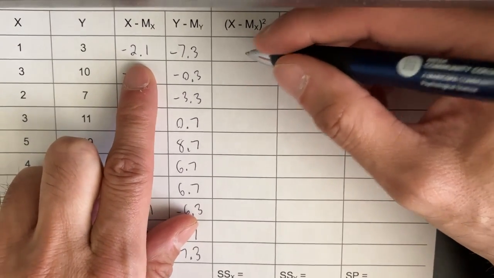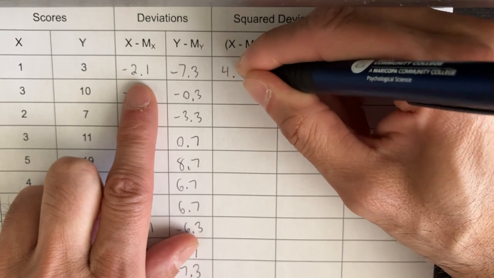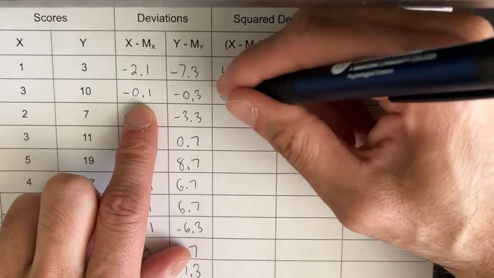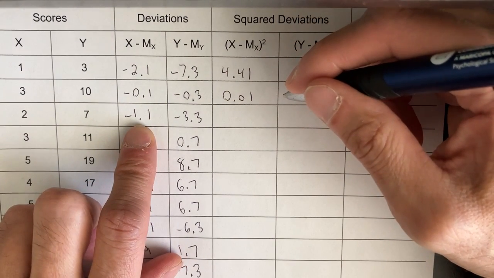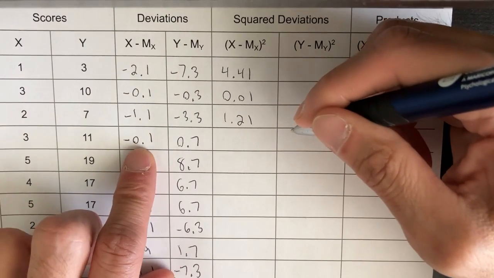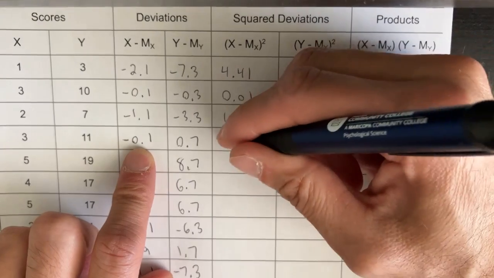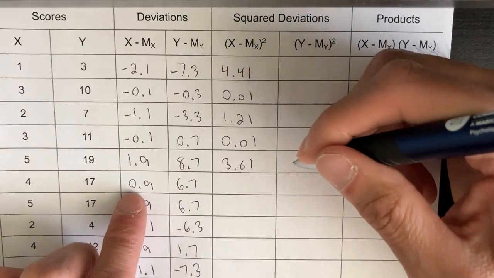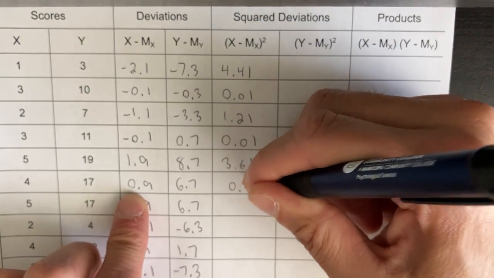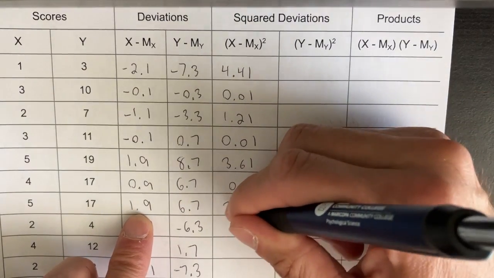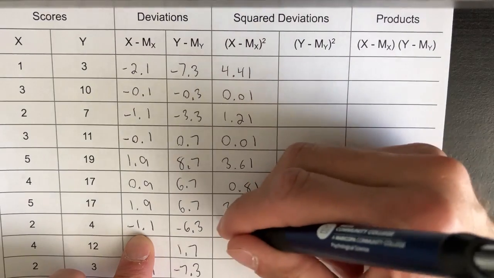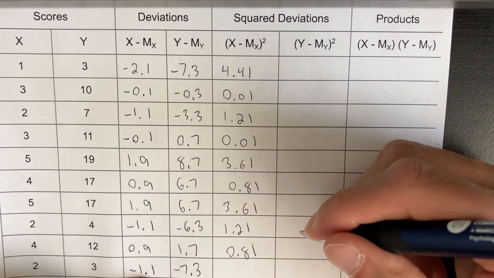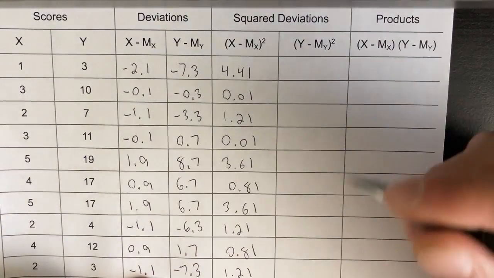First with the x's columns. Negative 2.1 squared is 4.41. Negative 0.1 squared is 0.01. Negative 1.1 squared is 1.21. Negative 0.1 squared again is 0.01. 1.9 squared is 3.61. 0.9 squared is 0.81. 1.9 squared again is 3.61. Negative 1.1 squared again is 1.21. 0.9 squared again is 0.81. And negative 1.1 squared is 1.21.